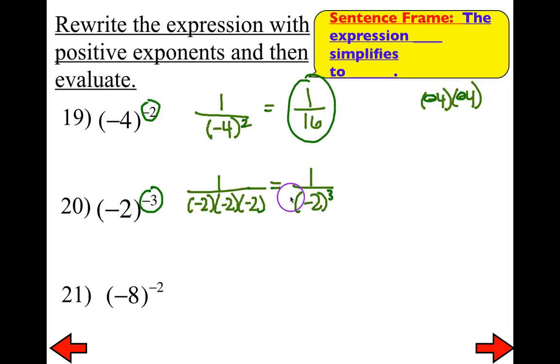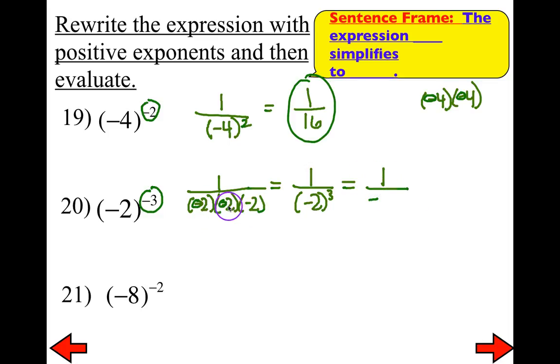And again, I really need those parentheses to indicate that the base is negative. Now, why is writing it out like this helpful? Because when you're asked to evaluate, it makes it a little bit easier. Now we have 1 over, well, negative times a negative is a positive. Positive times a negative is a negative. So I know my answer is negative.